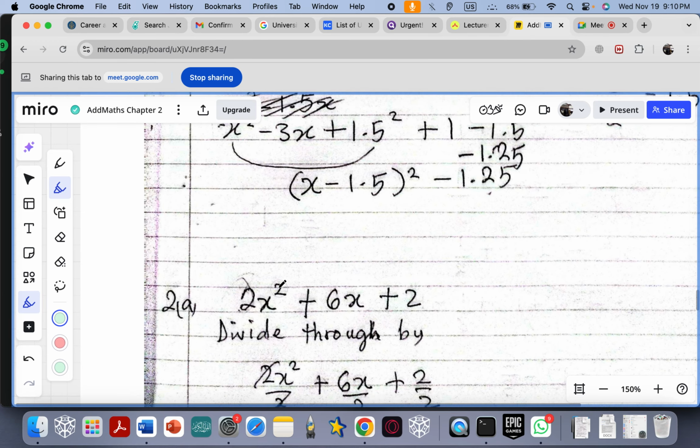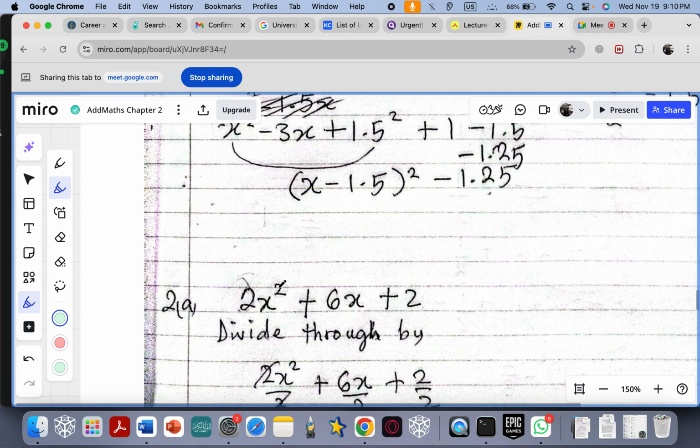There are 2 ways to do this one. One way is to divide through by 2, the coefficient of x squared. Divide everything by 2 to make it easy for you. Or another way is to factorize 2 out between these two entities.